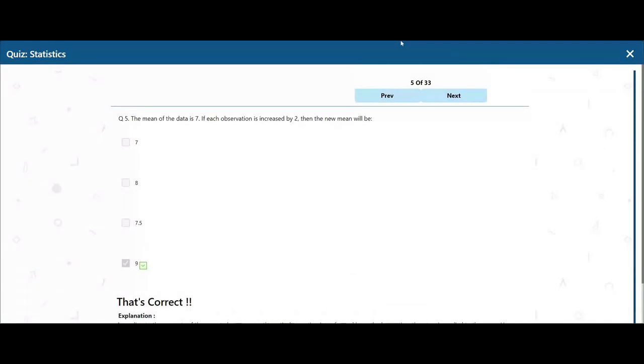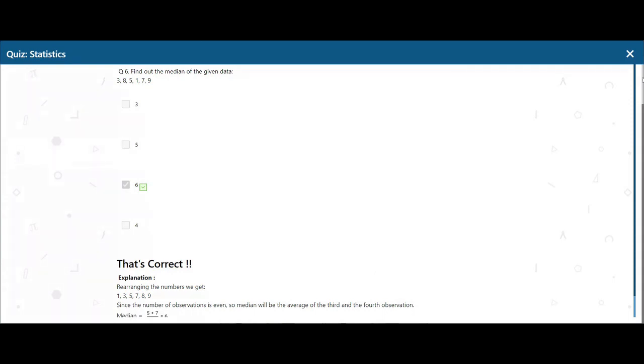Thank you, ma'am. Next is Lakshmi. Lakshmi, find the median of 3, 8, 5, 1, 7, 9. Arrange in ascending order, find the middle number. Lakshmi is not there. That's correct. Okay.